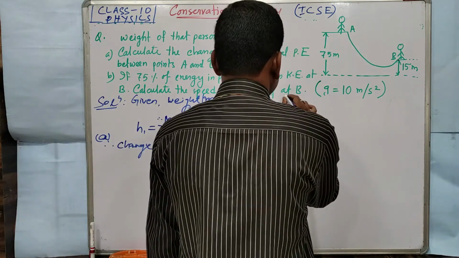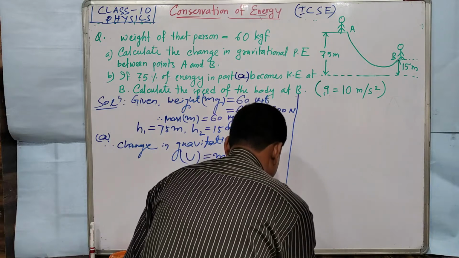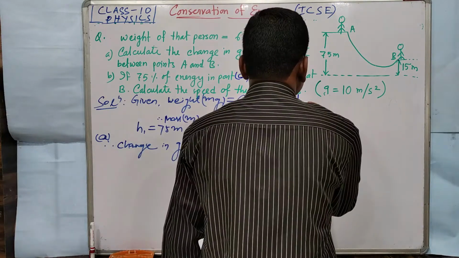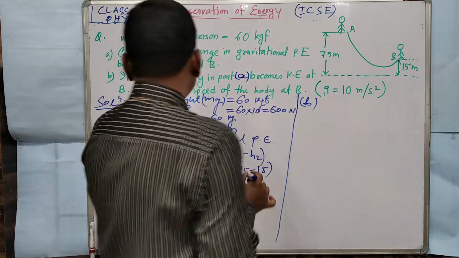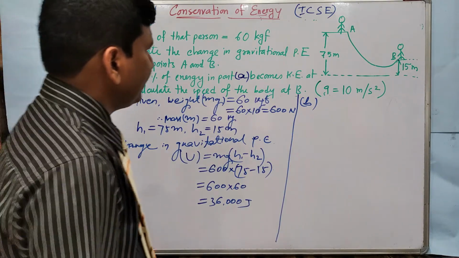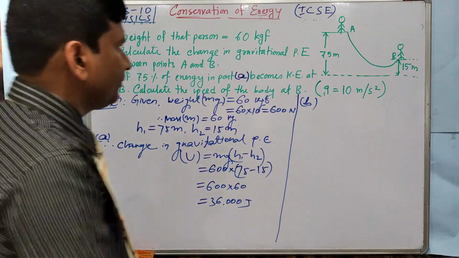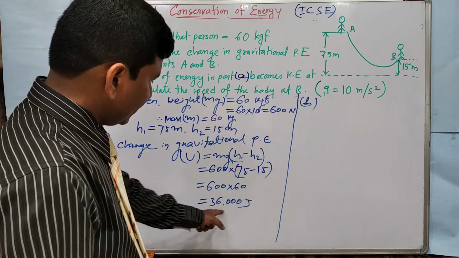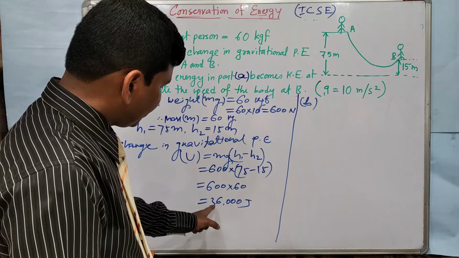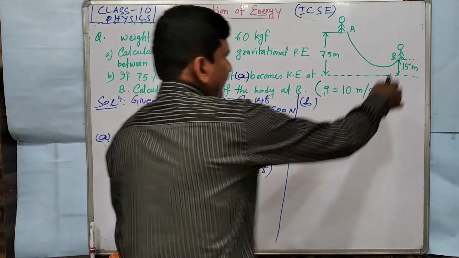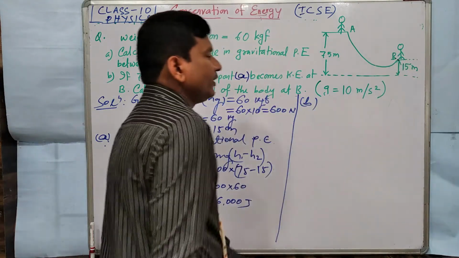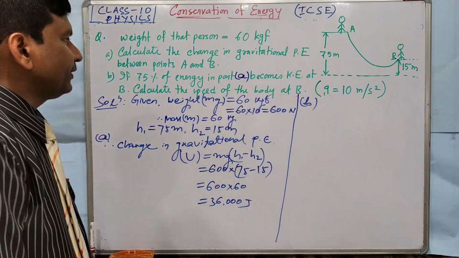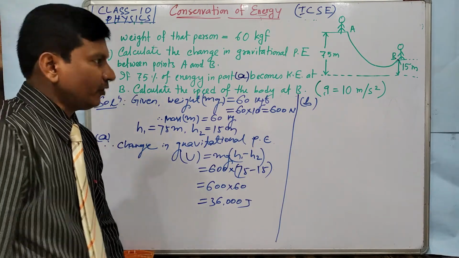Number B, what is given there? Okay, I am drawing a line over there. Number B, it is given, if 75% of energy in part A becomes the kinetic energy at point B, means whatever energy we are getting over here, how much we got? 36,000. This 75% of this energy is the kinetic energy at point B. We need to find now the speed at which the body is moving at point B.